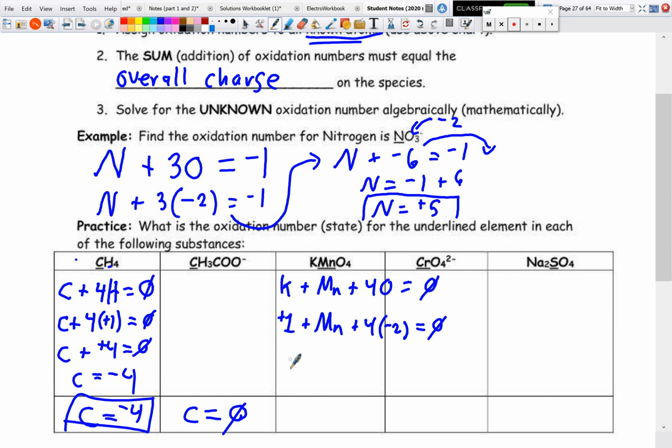So in this case right here, we can start solving. So manganese is equal to, I'm just going to bring this one over here, so that's a -1, and also I'm going to simplify this and bring it over as well. 4 times -2 is -8. We bring that over, so we got 0 minus or plus a -1, and then we got plus 8, and we get manganese is equal to positive 7.